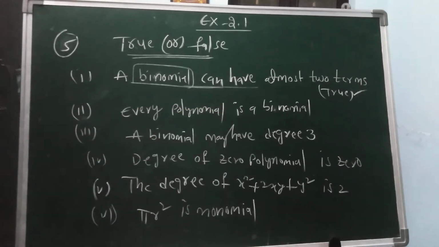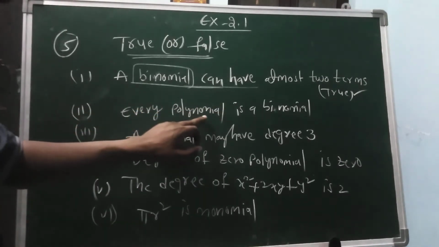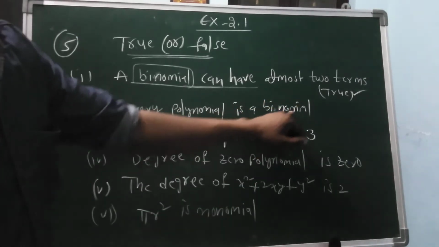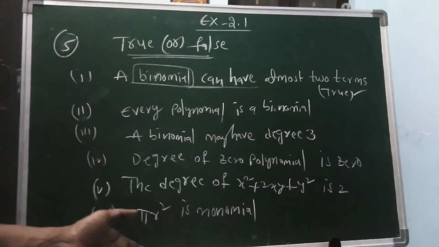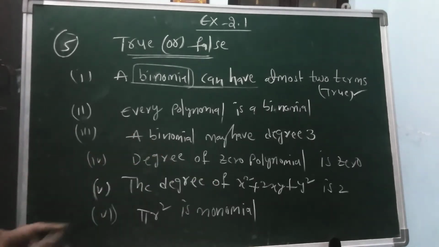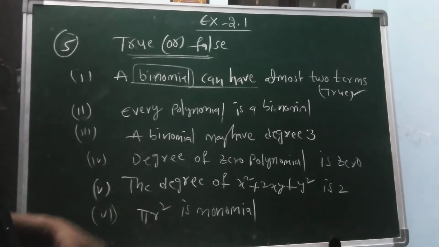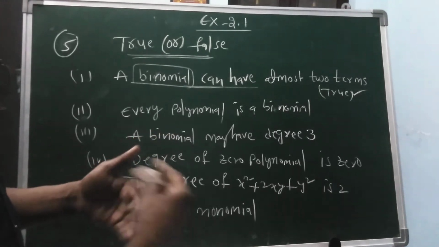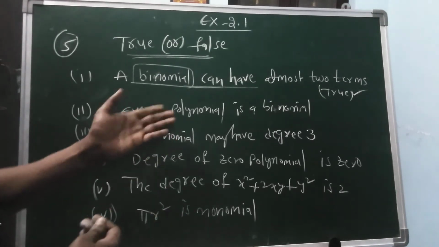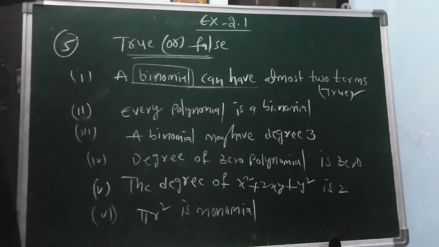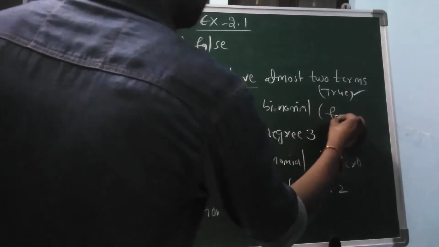Okay. Coming to second statement. Every polynomial is a binomial. Is it true? No, because there are different types of polynomials: binomial, trinomial, monomial. So you are asking every polynomial is a binomial. So it is false.